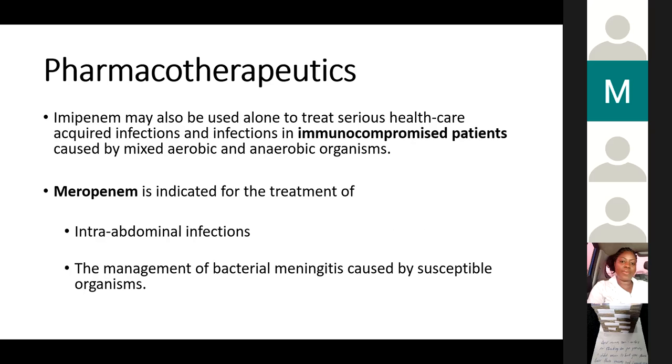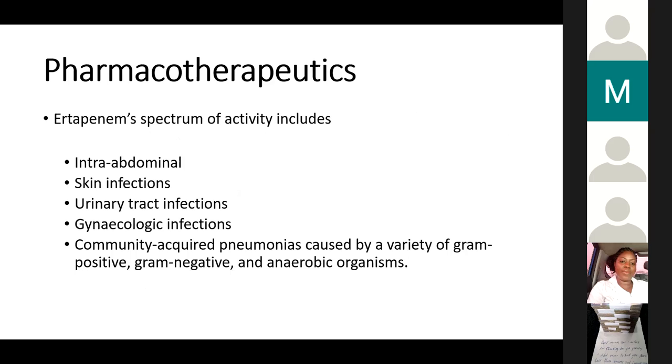So it's commonly used in treatment of serious healthcare-associated infections, especially in immunocompromised patients, because they have very weak immune systems. So you need very strong antibiotics to clear the infection. Meropenem is indicated for the treatment of intra-abdominal infections, and then the management of bacterial meningitis. If you remember the distribution, Meropenem is typically distributed widely in the CNS.